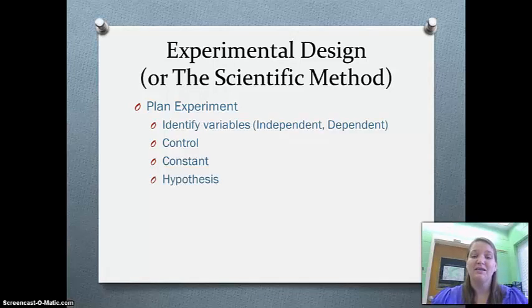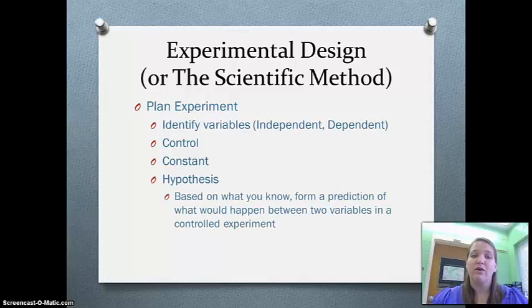And then lastly, we need to come up with our hypothesis. Based on what we know, we would form a prediction of what would happen between these two variables in a controlled experiment. This hypothesis statement is basically your prediction of what will happen in the experiment.